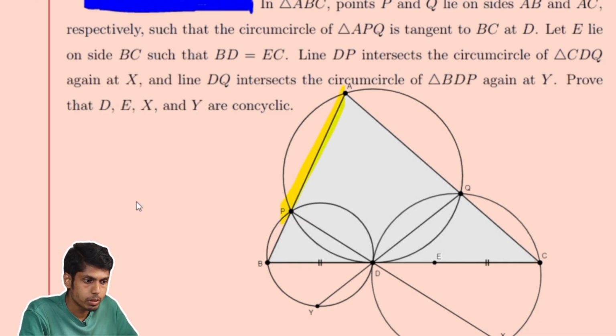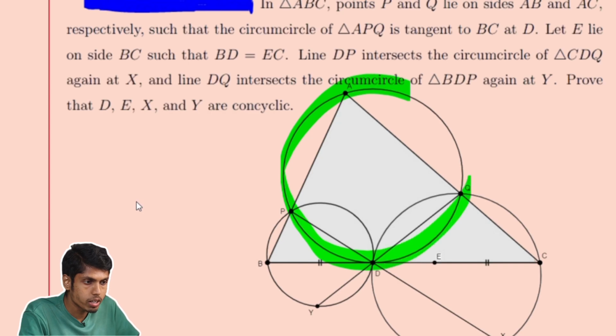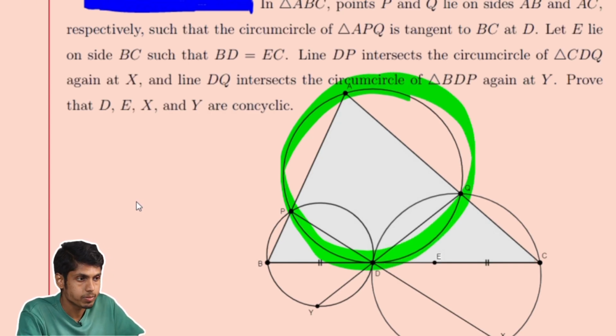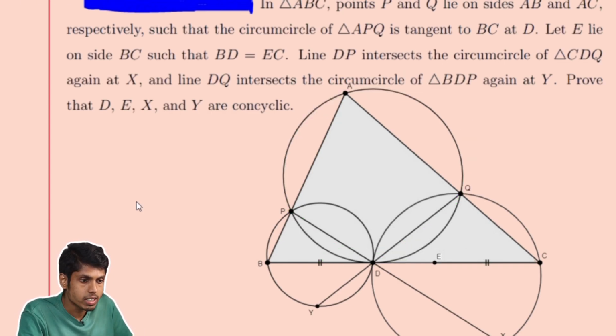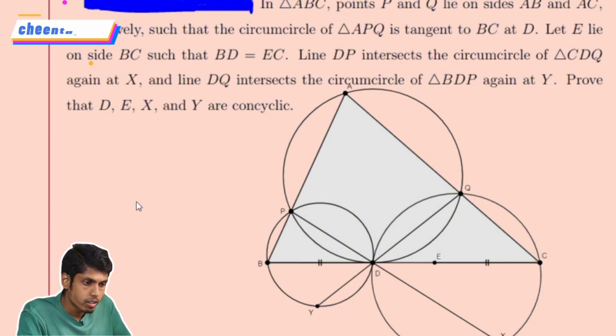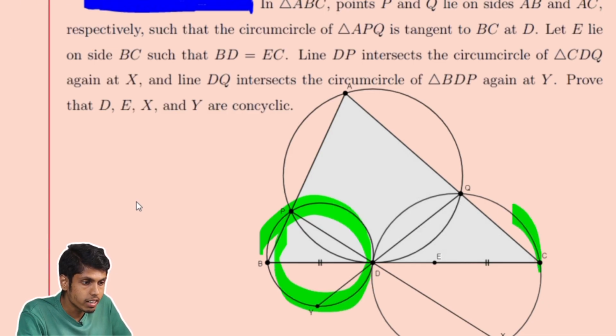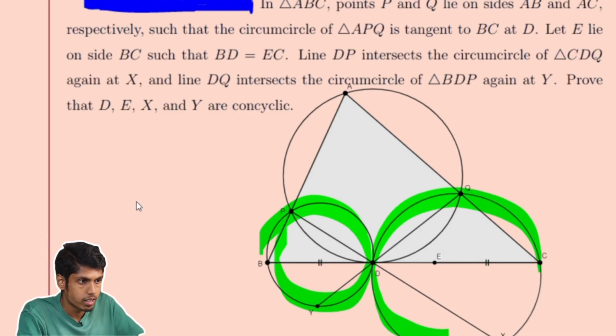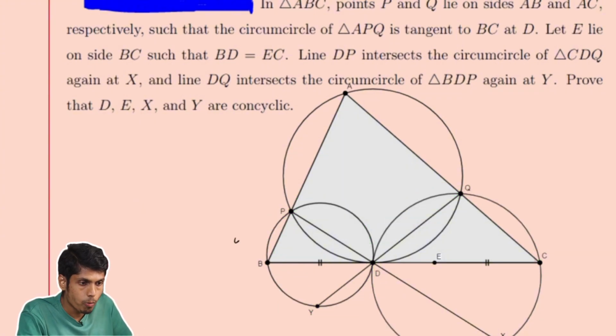You have the triangle ABC and then points P and Q lie on the sides AB and AC such that the circle containing the points A, P and Q is tangential to BC at D as shown, and point E is considered such that BD equals EC. And later on we construct the circles BPD and CQD. Call them omega 1 and omega 2. And let's call the circle APQ as just omega.